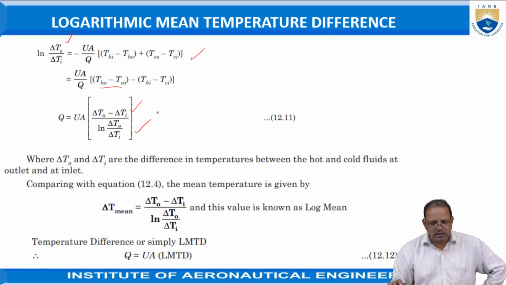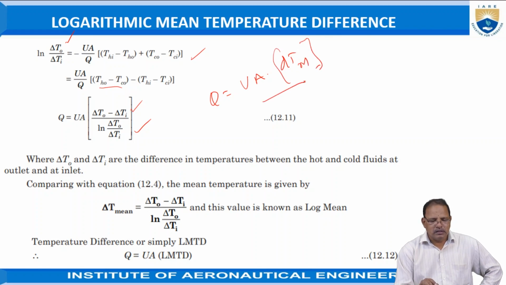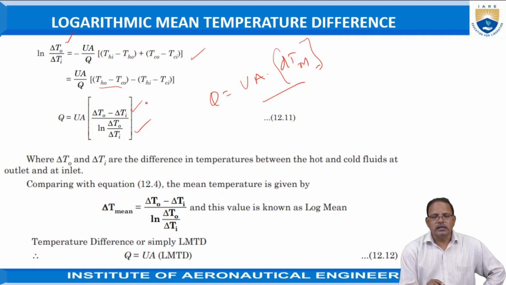where delta T_o and delta T_i are the differences in temperature between the hot and cold fluids at the outlet and inlet respectively. Comparing these equations, the mean temperature is given by delta T_mean, because we have taken Q equal to UA into delta T mean. Comparing, we get delta T mean equal to (delta T_o minus delta T_i) divided by log of delta T_o divided by delta T_i. This temperature difference is called the mean temperature difference.